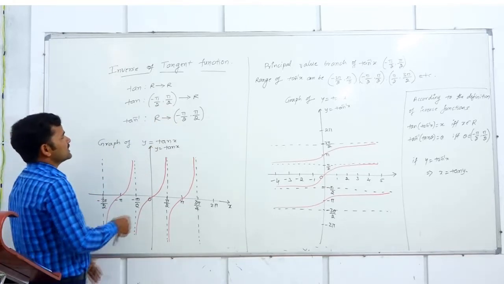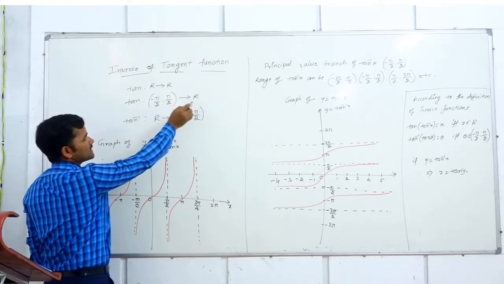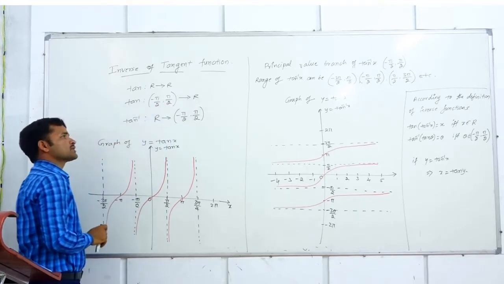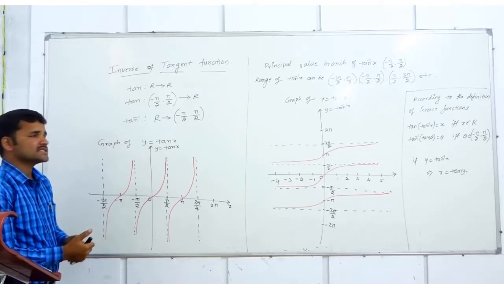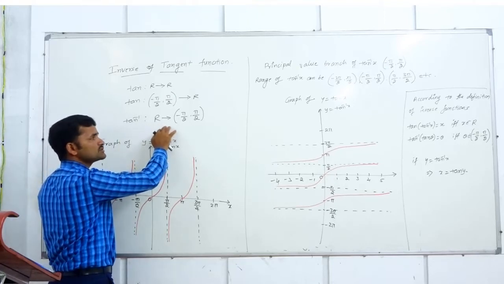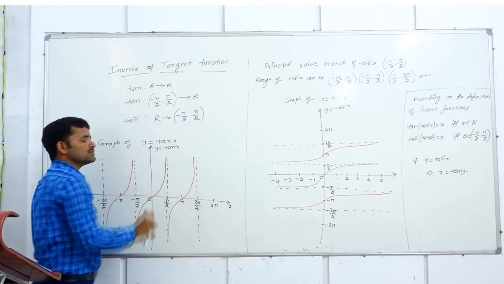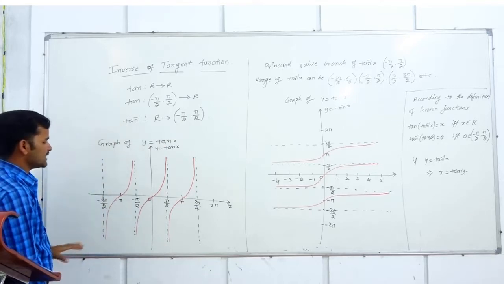With this interval minus pi by 2 to plus pi by 2 and R as the codomain, the given function becomes one-one and onto. So the function is invertible. Tan inverse will map from all the real numbers to the open interval minus pi by 2 to plus pi by 2. This is about the tan and tan inverse graph I have written.